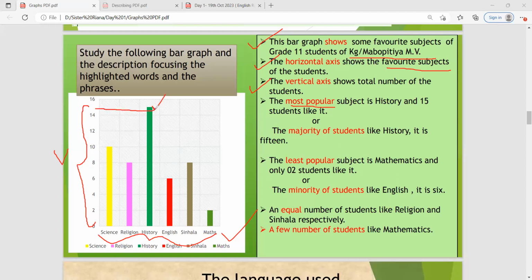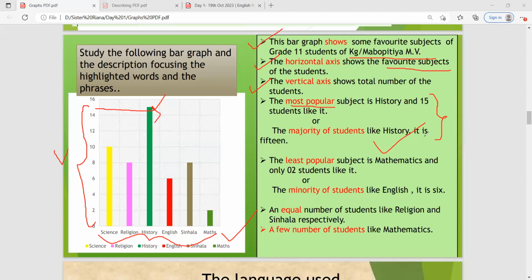See, you can get it from here. The majority of the students like history, it is 15. Or you can say it in another way. If you want, you can say the majority of the students like history and it is 15.